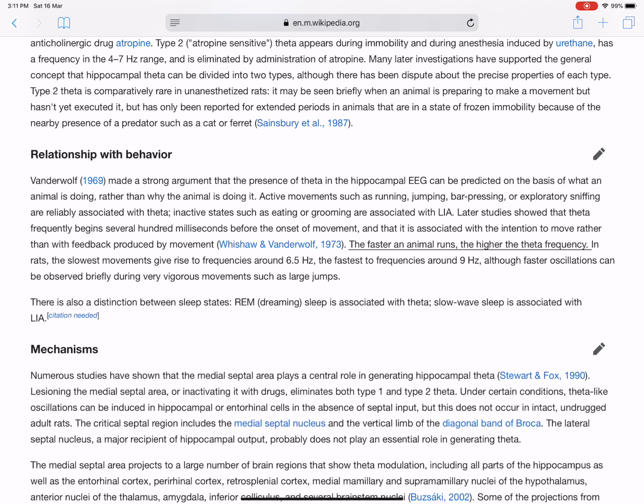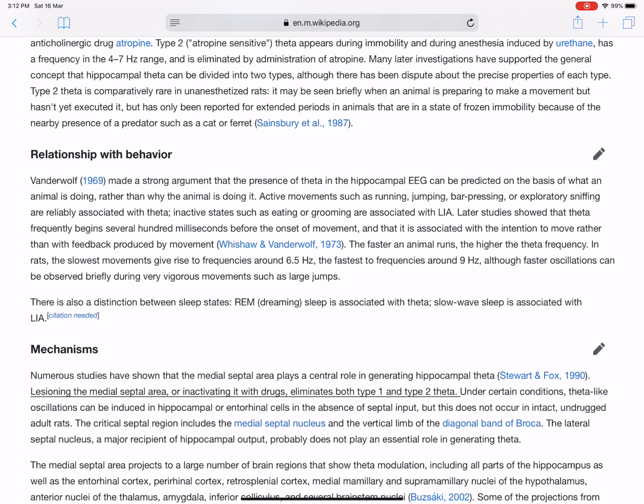There is also a distinction between sleep states. REM dreaming sleep is associated with theta, slow wave sleep is associated with LIA. Citation needed. Mechanisms. Numerous studies have shown that the medial septal area plays a central role in generating hippocampal theta. (Stewart and Fox, 1990.) Lesioning the medial septal area, or inactivating it with drugs, eliminates both type 1 and type 2 theta.